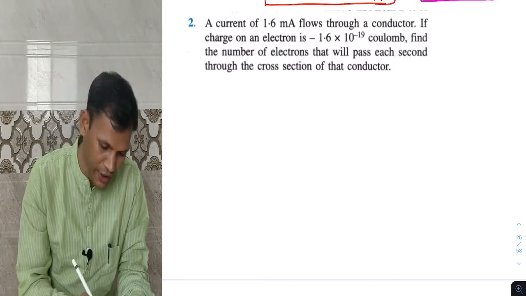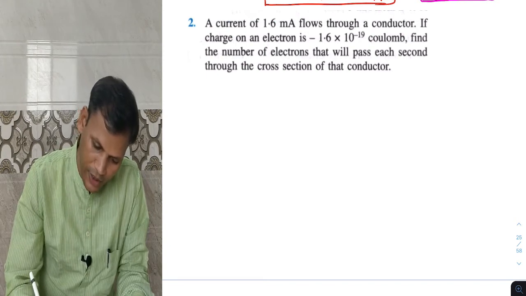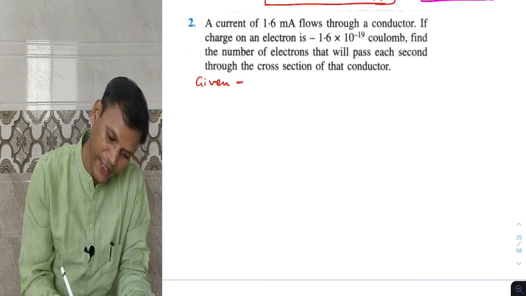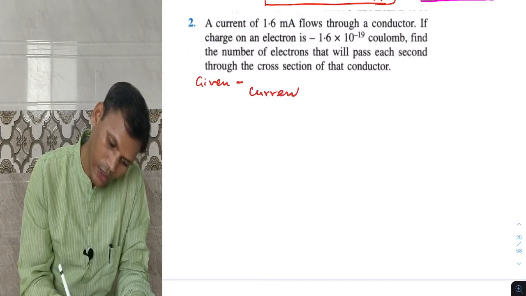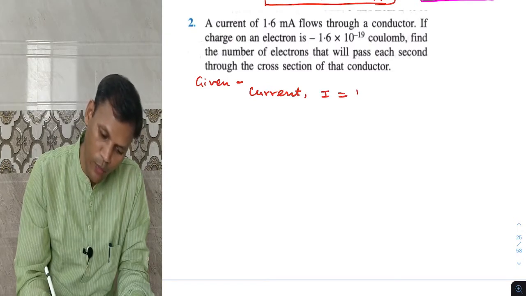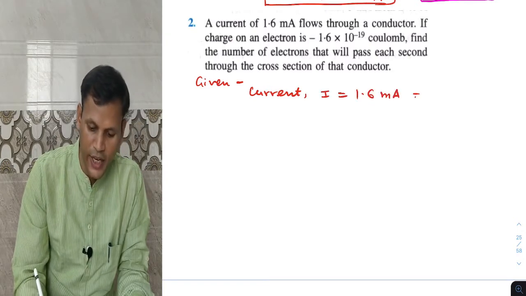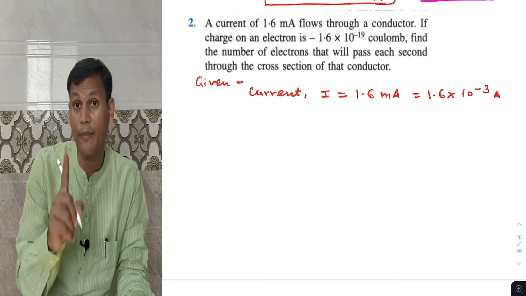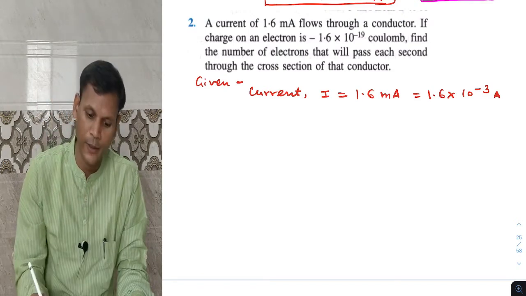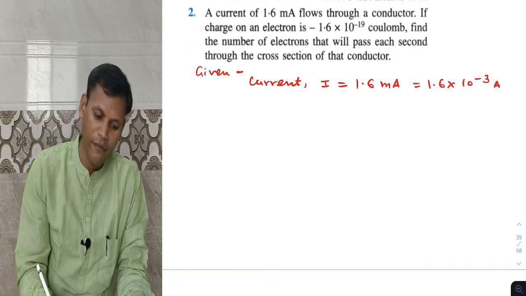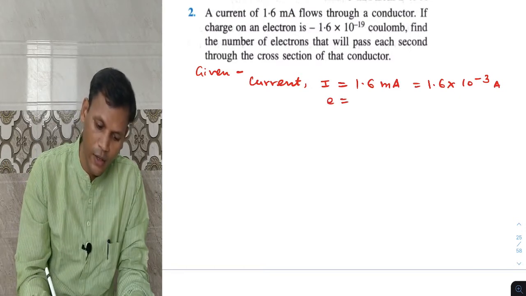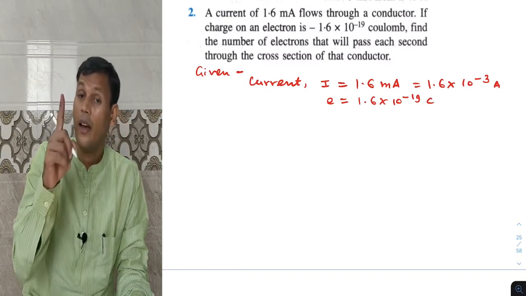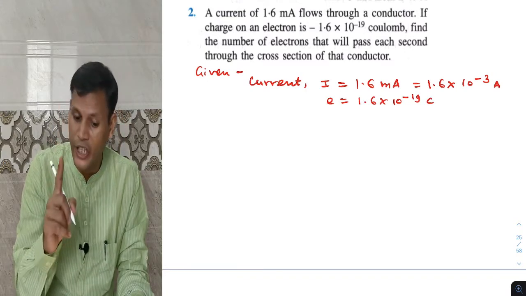In the given part, I am writing current I is equal to 1.6 milliampere, which I can write as 1.6 into 10 raised to minus 3 ampere, because 1 milliampere is 10 raised to minus 3 ampere. Milli means 10 raised to minus 3. The charge on an electron, that is e, is given as 1.6 into 10 raised to minus 19 coulomb. Once again, we will write the magnitude every time.